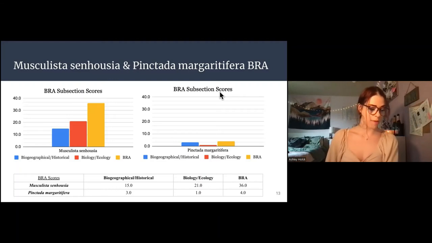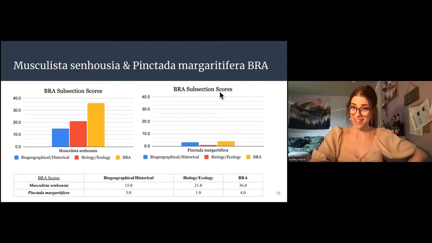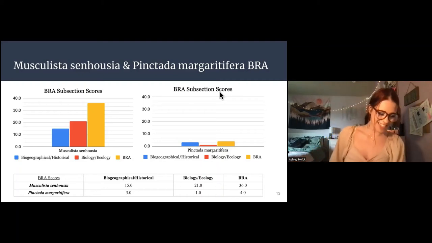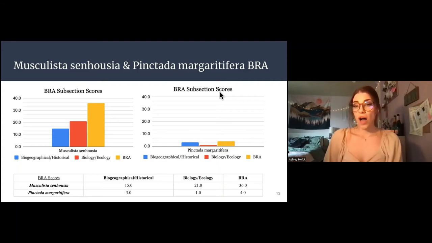Looking on the right, we're talking about our native oyster. It scored a 3 in the biogeographical historical section. And this is where the bulk of the points originate from this one. I have a hypothesis that it originated from the domestication or the cultivation of these oysters. Even though they are not cultivated for food and it is not common, they are cultivated for their pearls. And so that could potentially make the score go up higher.